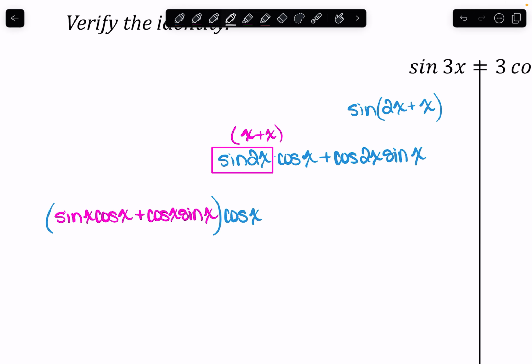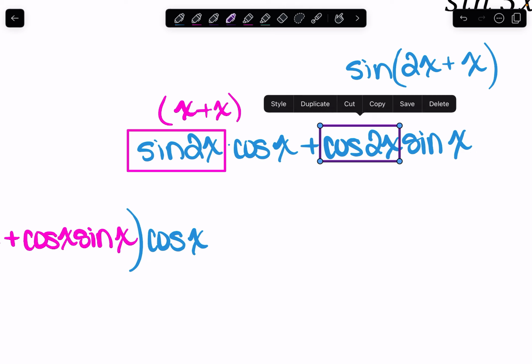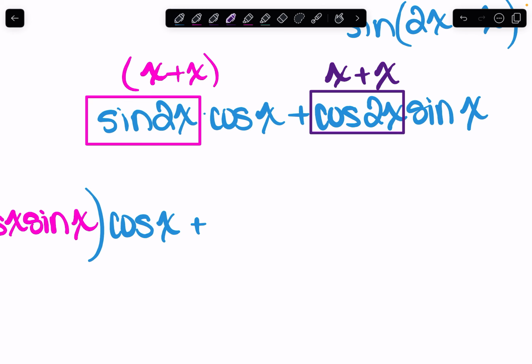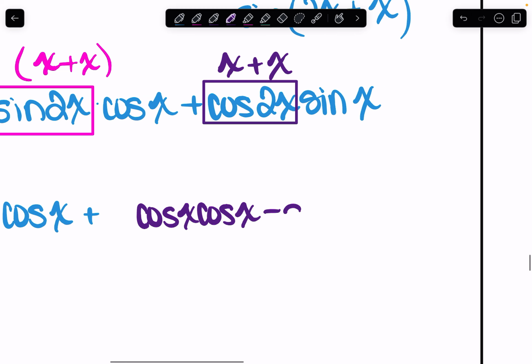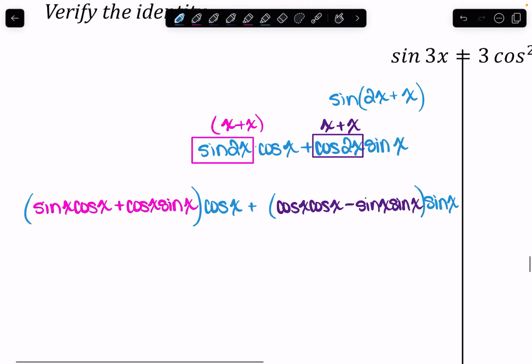Now I want my purple back. There it is. So now I've got to work on this, which is also x plus x, but it is with cosine. So cosine first angle, cosine second angle, opposite operation, sine first, sine second. And then that sine next to that box is still there. So we're here. Okay, so sometimes different colors can help keep you organized.